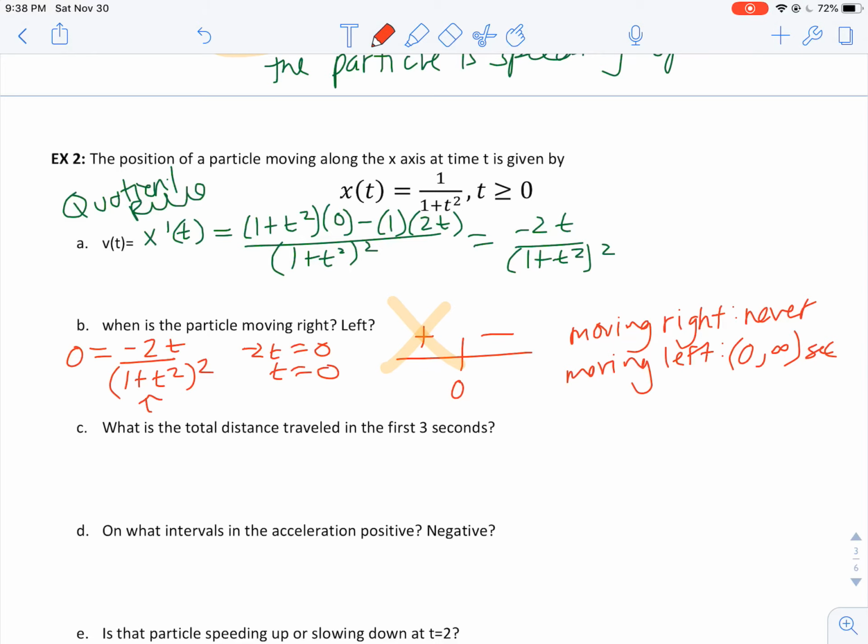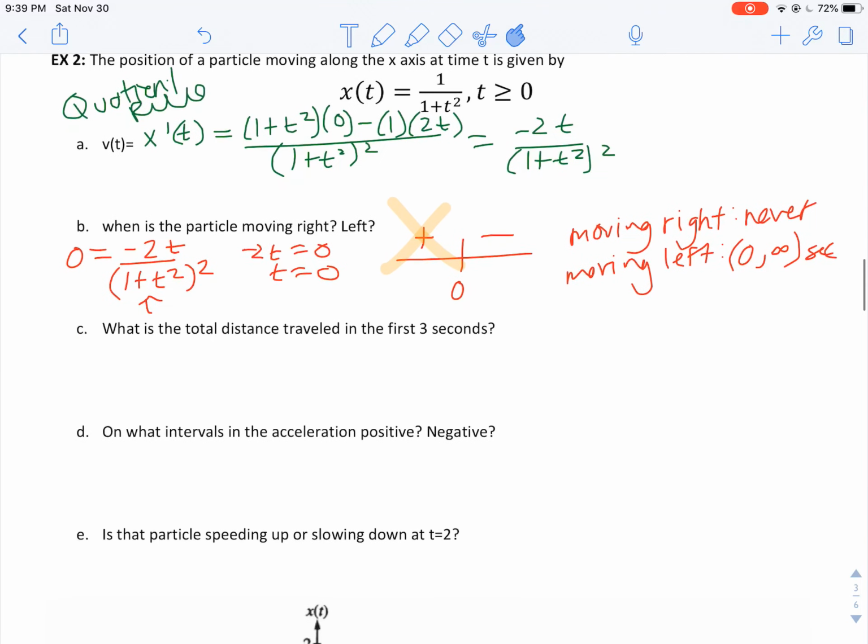Well, I guess, yeah, we're talking seconds. I was going to say what was the time given in. All right, what's the total distance traveled in the first 3 seconds?